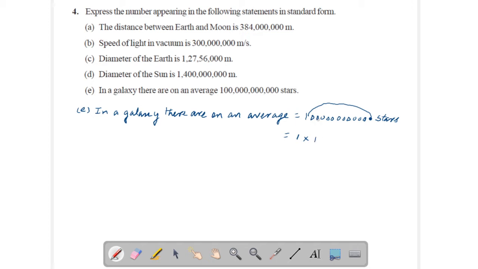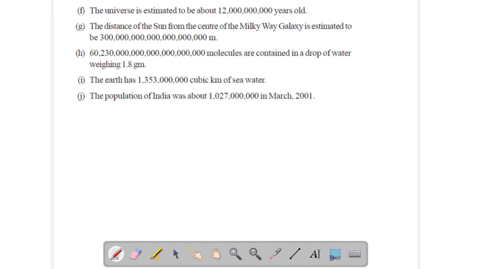How many zeros are there? 1 2 3 4 5 6 7 8 9 10 11. Put 11 zeros, 11 stars. This can be written as 1 into 10 raised power 11 stars. This is your answer. Now come to F part. Age of universe.